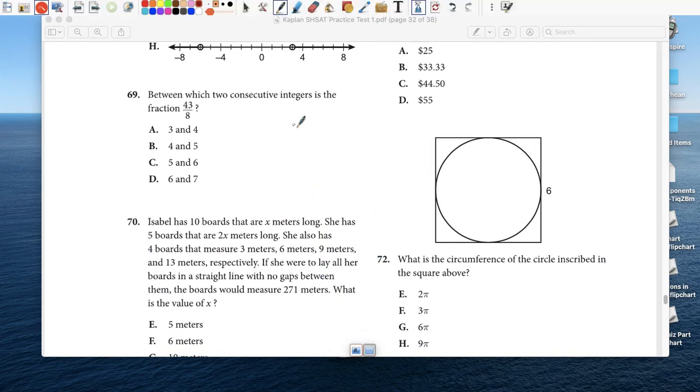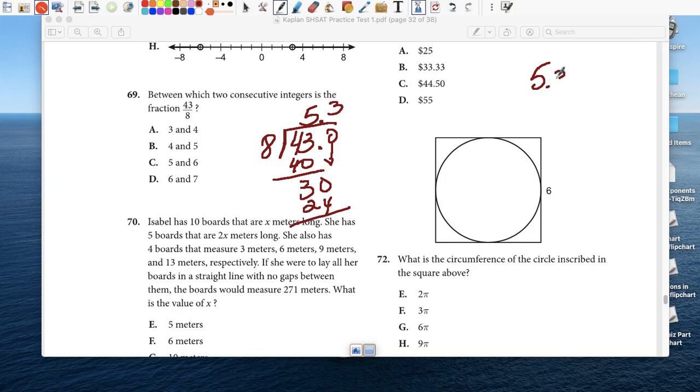Okay? 69. Between which 2 consecutive integers? Well, that's simple enough, right? 43, all we have to do is divide it by 8. 8 goes into 43 5 times, which is 40. 3 comes down. You can add a decimal, bring a 0 down. 8 goes into 30 how many times? 3 times. 8 times 3 is 24, and so on. So the answer is 5.3 something, right? And 5.3 is between what integers? It's between 5 and 6.